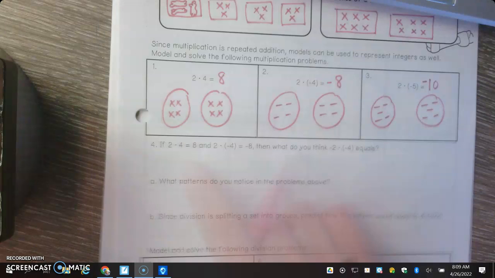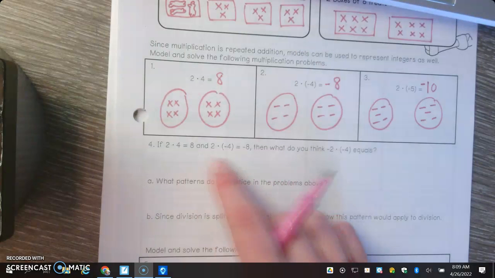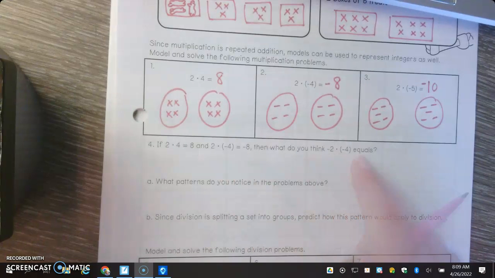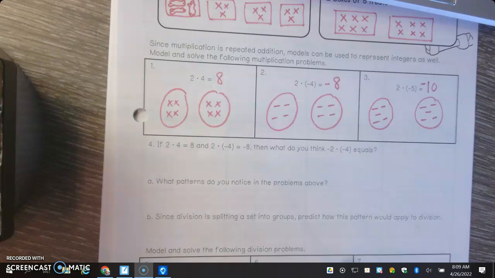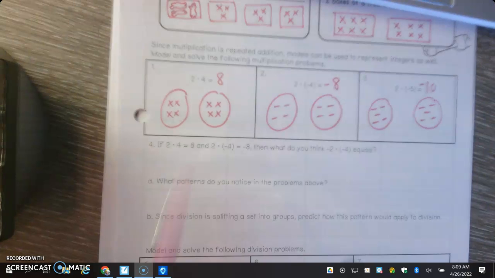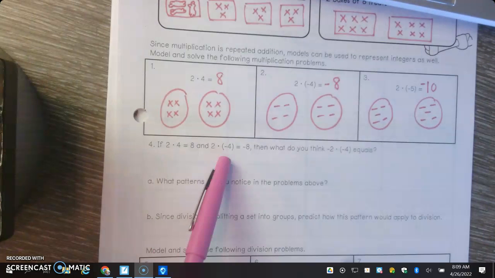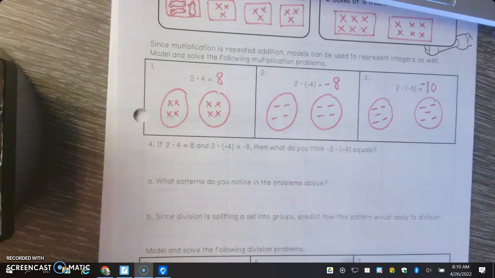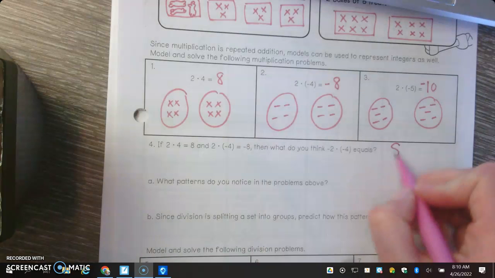So if 2 times 4 is 8, and 2 times a negative 4 is negative 8, then what do you think negative 2 times a negative 4 equals? These don't have any negatives. This is 1 negative, and this has 2 negatives. Remember, we talked about that 2 negatives cancel out and become a positive. So all you would get is 8.